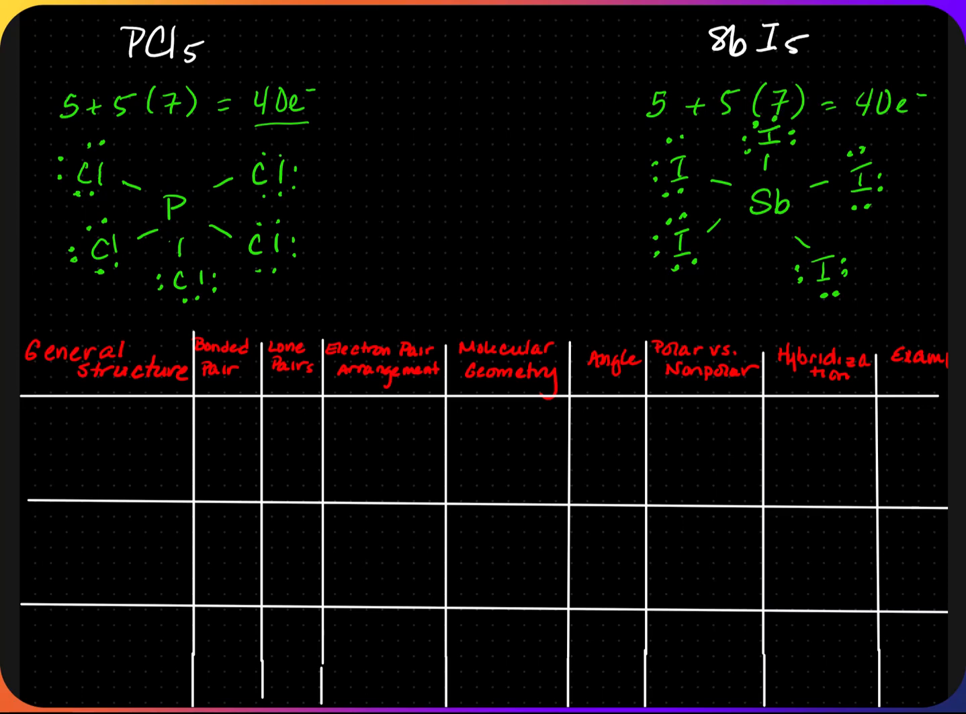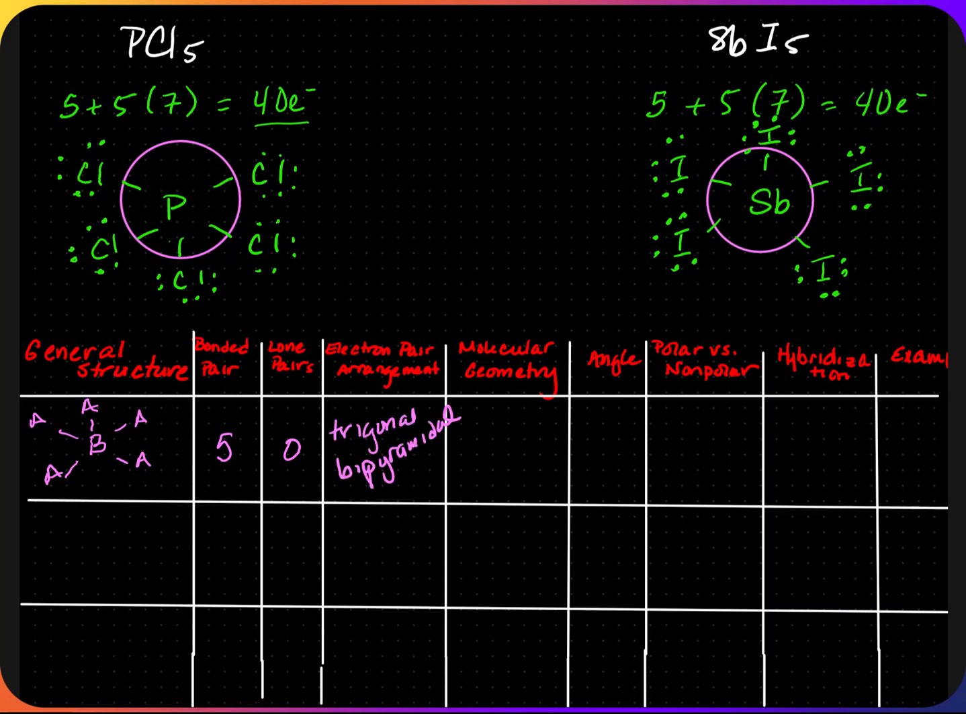We're going to look at the central atom of phosphorus. There are 5 bonded pairs, 0 lone. If I look at antimony, I have 5 bonded pairs, 0 lone. The general structure has B as the center atom, with the outside elements. These can be the same elements or different elements. A 5 and a 0 is trigonal bipyramidal.